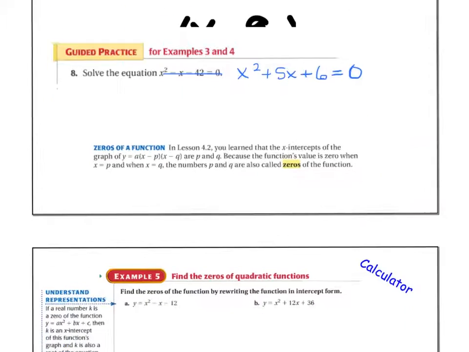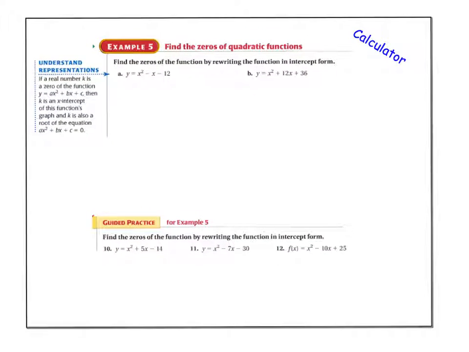So in this next example, you'll see them wording it differently, but they're really asking you the same thing. They're going to say find the zeros of a function by rewriting the function in intercept form. Well, what's intercept form? Recall that intercept form was y = (x - p)(x - q). Well, look at it closer. These are just two binomials, so it looks like a trinomial that's been factored already.